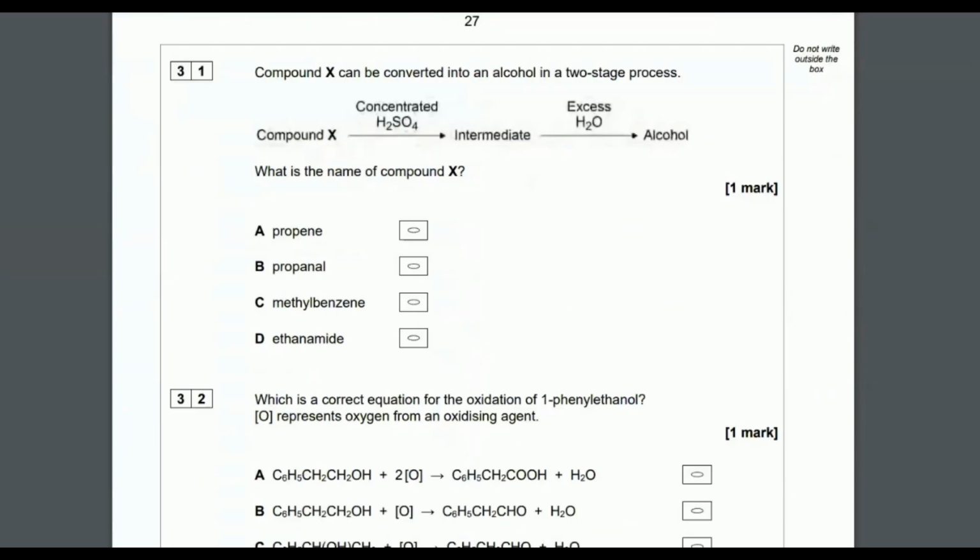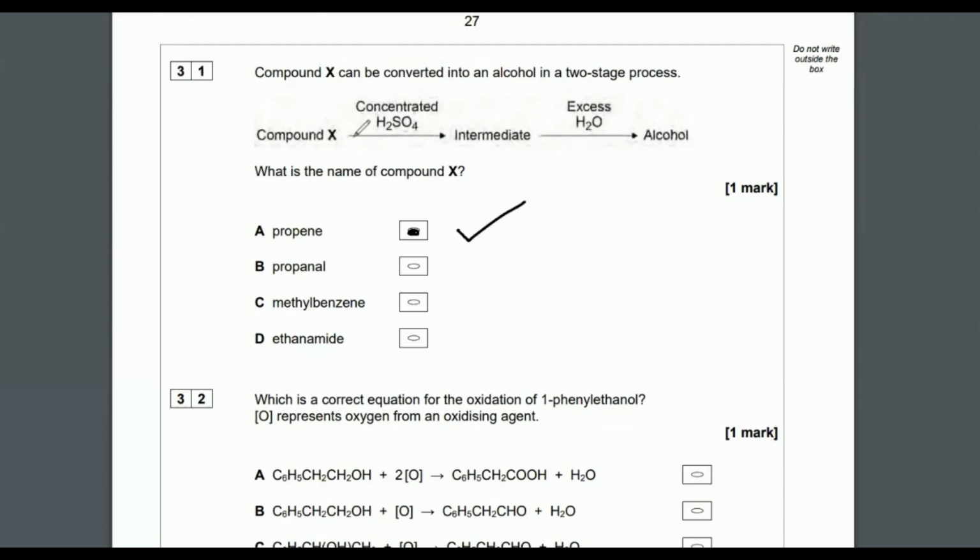Okay, we are up to question 31. So compound X can be converted into an alcohol in a two-stage process using concentrated sulfuric acid, forms an intermediate, and then we use excess water to make an alcohol. What is the name of compound X? Okay, so compound X is going to be propene. It's going to have that double bond. What happens is this will join to form like propyl hydrogen sulfate, something like that. It forms that intermediate, the concentrated sulfuric acid. Then you add the excess water, and it forms an alcohol.